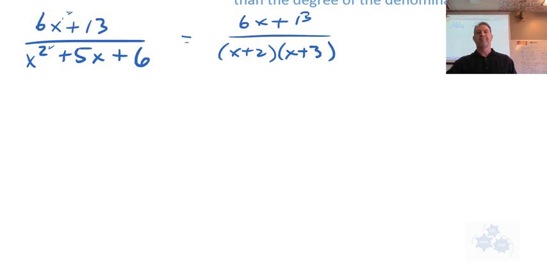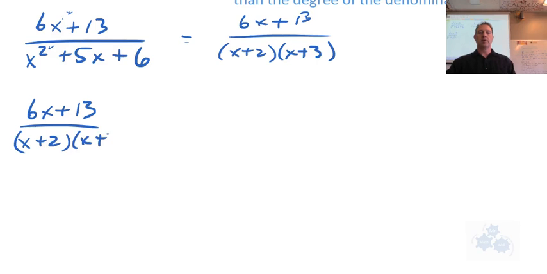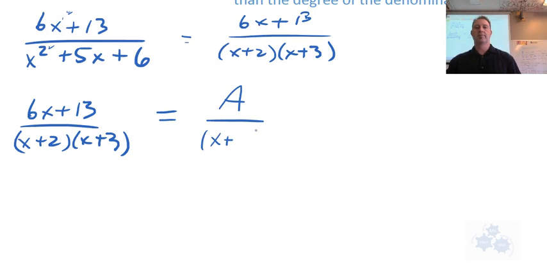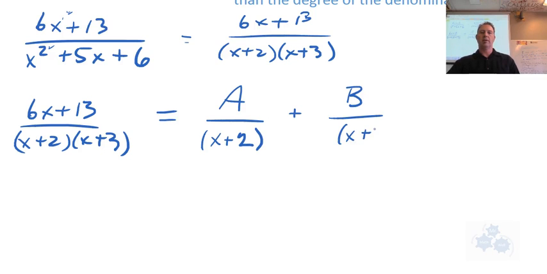All right. So we set things up just like we left off. 6x plus 13 over x plus 2 times x plus 3 is going to equal a partial fraction that is a constant over the first factor, which we'll make a, x plus 2. And we're going to add to that another partial fraction with a constant, b, in the numerator and the second factor, x plus 3, in the denominator. So now we need to solve for a and b.